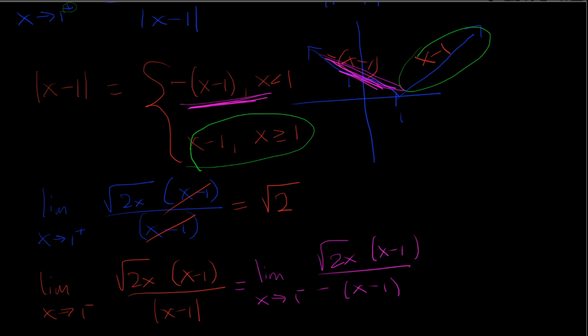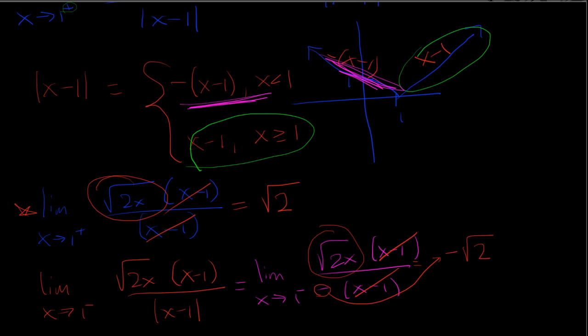So the x minus 1s are going to cancel, and I'm left with really the same limit as this one here, except I have a negative at the bottom. So this negative will come out, and the limit will be root 2. That's the same thing as this one right here. These two are the same, but I just have the negative in front. And so the limit is just negative root 2.